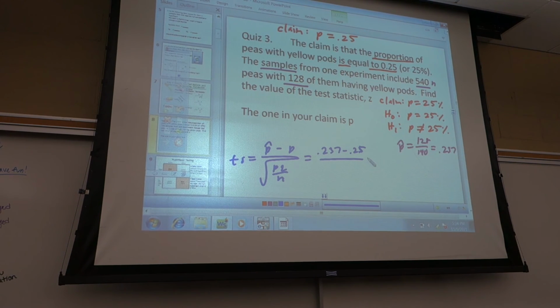Okay, good deal. And then p is 0.25. q, remember, is 1 minus 0.25. So if I buy something for 25 cents and I give them $1, what's my change? 75 cents. So that's my q.